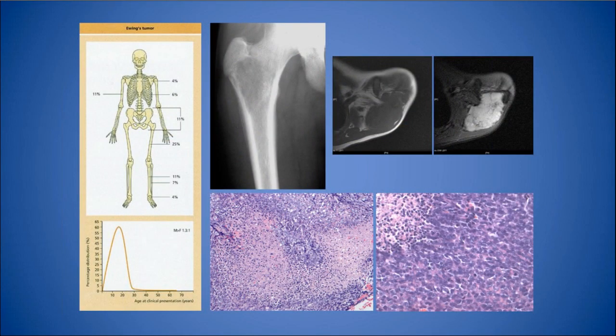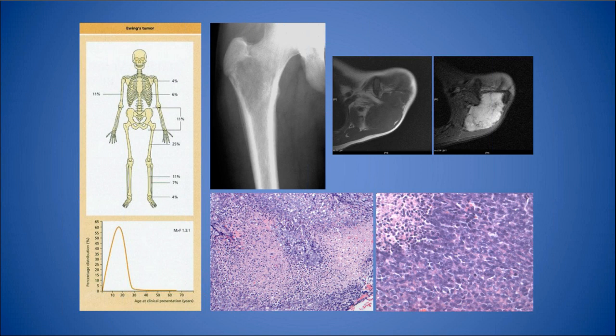Ewing sarcoma is a tumor of young life. Most of the cases occur in the second decade, but they can occur in the first decade, and actually are distributed along the entire span of life. I have diagnosed cases in patients as old as 70. So even though very rare in older adults, it can occur.